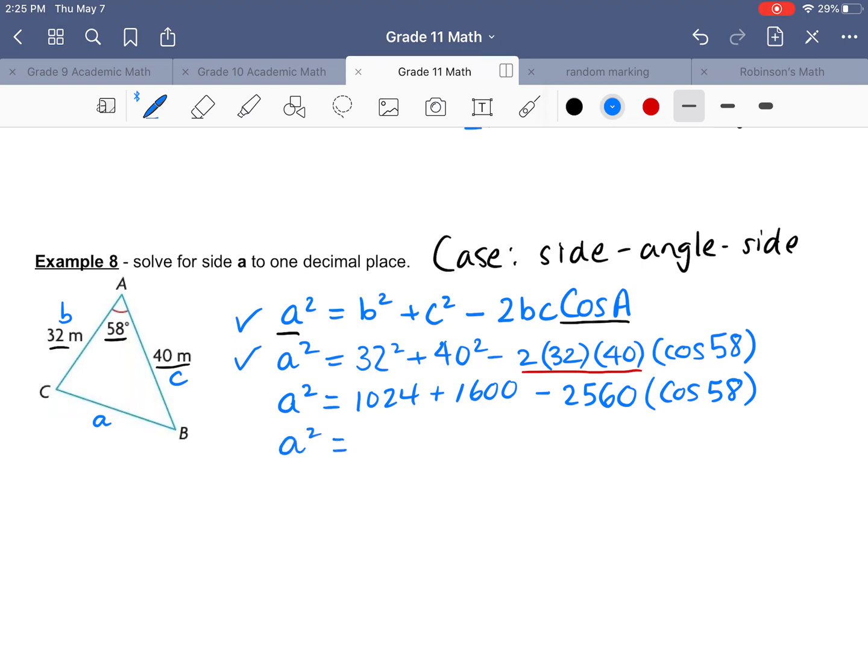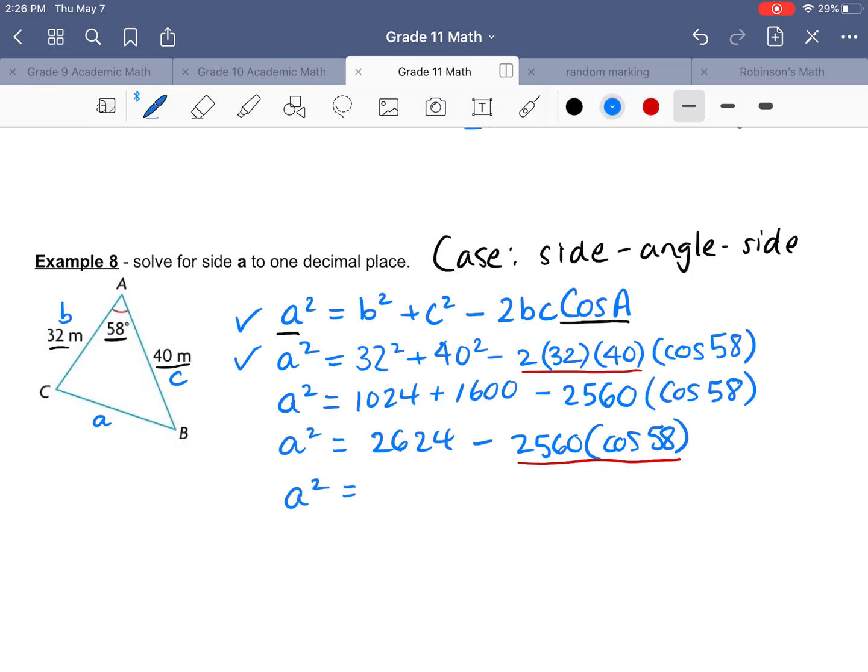So we can do one more simplification where we add these first two terms together, and we get 2,624 minus 2,560 times cos 58. So 2,560 times cos 58, that is one term. We cannot split that up. So now it's time to put it all into our calculator in one go. And when you do that, you need to make sure you keep this together.